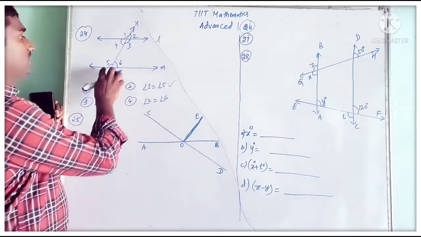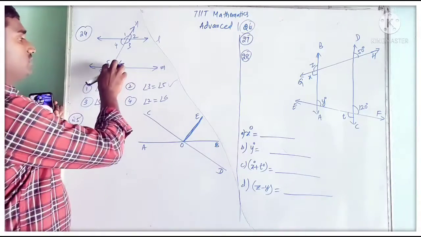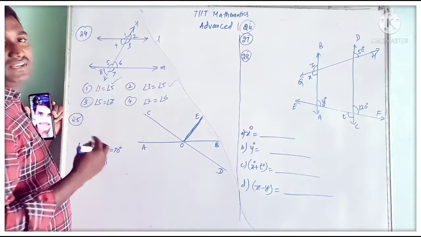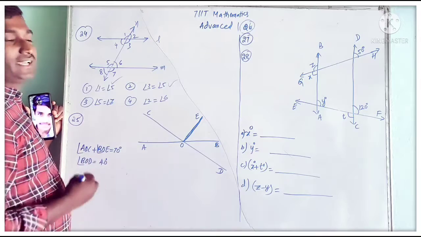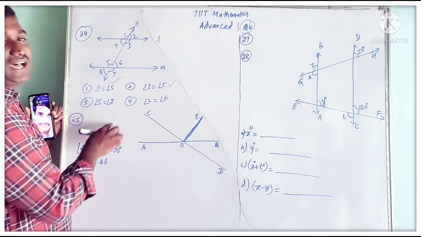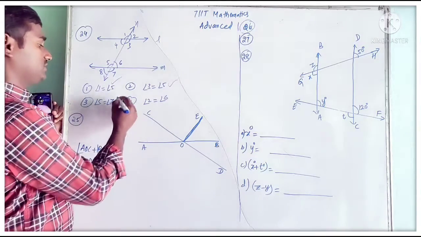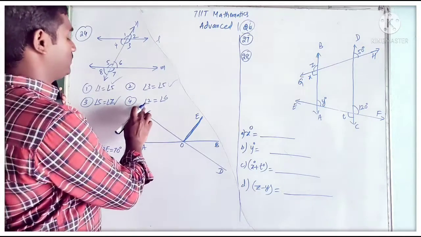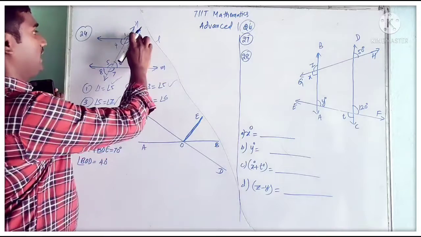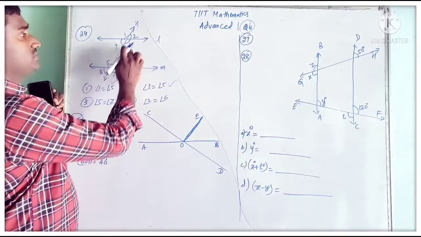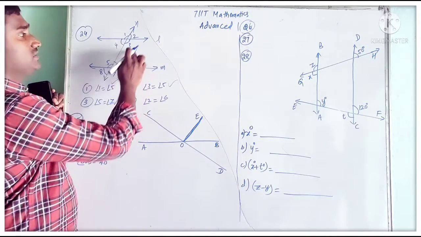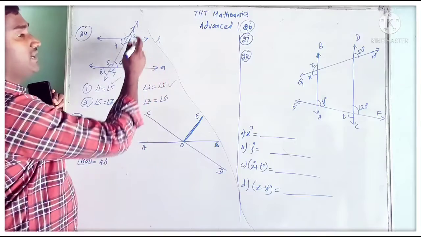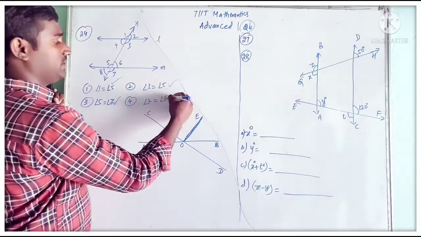Next, angle 5 equals angle 7. Angle 5 and angle 7 are vertically opposite angles. Vertically opposite angles are always equal. So option 3 is also a correct option. Next, option number 4, angle 2 equals angle 6. These two are corresponding angles. So L is parallel to M, then all corresponding angles are also equal.